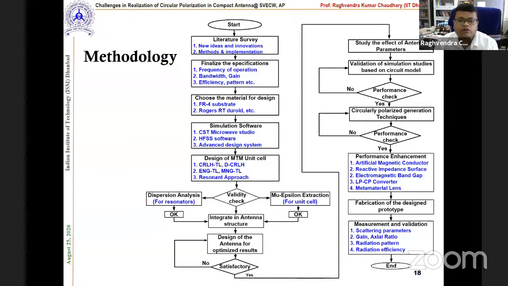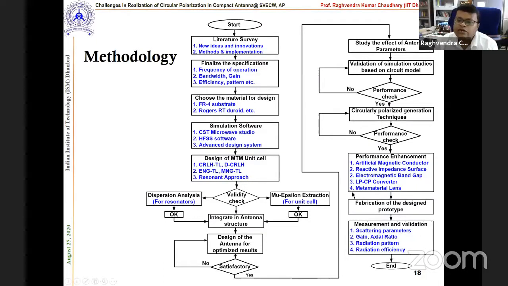Then you can decide the materials you are going to use, the simulation software, and the metamaterial cell you can choose, correct? And then there are different analyses you need to perform when you are doing this approach. You have to do some validation of the studies by parametric studies and plotting the E and H field. And for performance improvement, these are some new techniques. One can utilize these new techniques to find better gain and radiation efficiency.